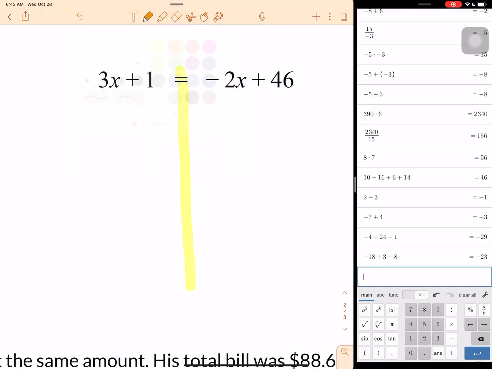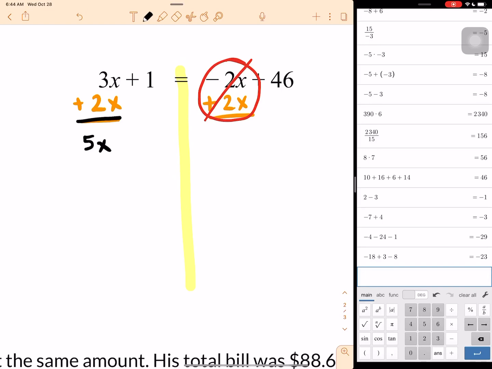So I see here my x term is a negative 2x. So to move that away from this side, I need to do the opposite of a negative, and I need to add 2x to both sides. Add 2x. Because here, negative 2x plus 2x is just 0. And then I moved it over to the left-hand side, so I kept it all nice and balanced. So here, 3x plus 2x is 5x. Bring down the plus 1. Equals, I bring down that positive 46.